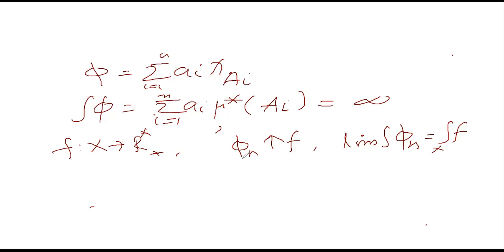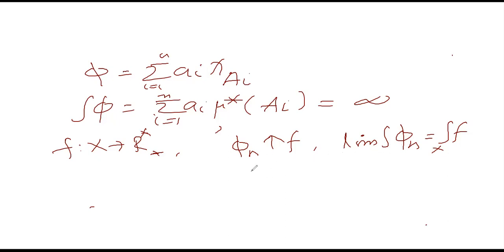So if f is an extended real valued function, and suppose there is a sequence phi n of simple functions such that phi n increases to f, then this limit of the integral of phi n may be infinity or it may be finite, and we define the integral of f as the limit of the integral of phi n. In case it is infinity, we do not call the function integrable. In case it is finite, then it is integrable. But in this case, we say the integral of f may be infinite or it may be finite.